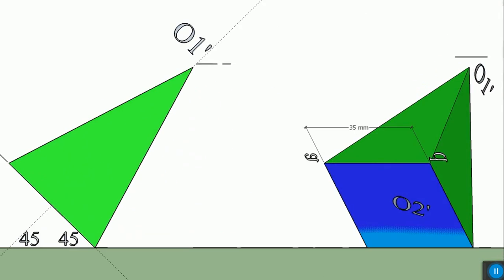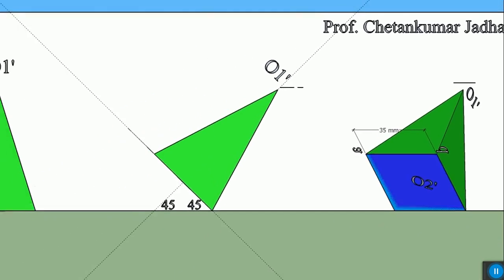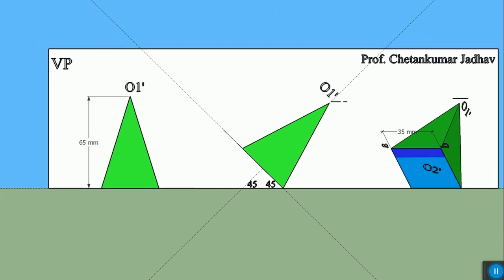This is the third position front view, in which the base of square pyramid is visible. And this is the final front view of given problem in all three positions.